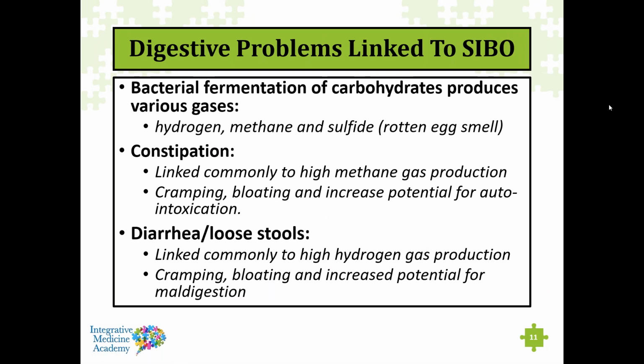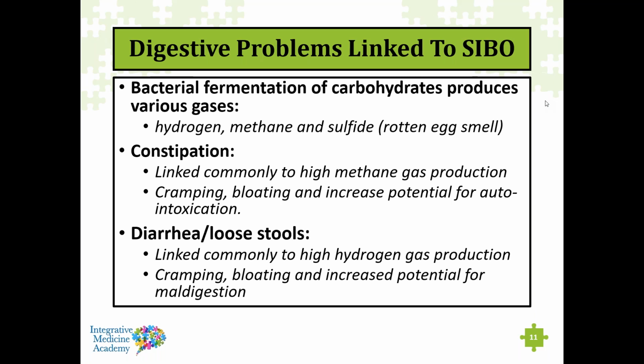There are a number of digestive system problems that can be linked to SIBO. So if we get what's called bacterial fermentation of carbohydrates, there are various gases that can be produced. So hydrogen gas, methane, or even sulfide gas, that produces that rotten egg smell, can be problematic. And these gases over time can be damaging to the sensitive cells that line the small intestine, particularly within the jejunum, that major absorptive area within the small intestine.